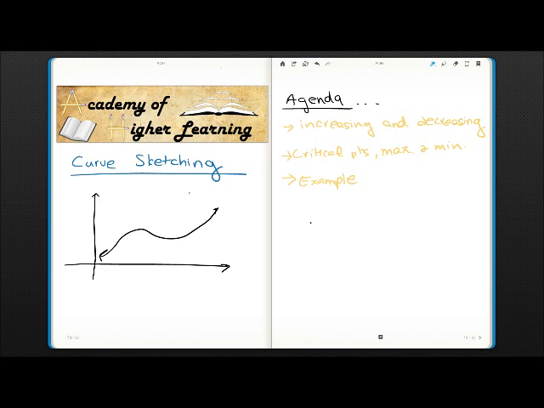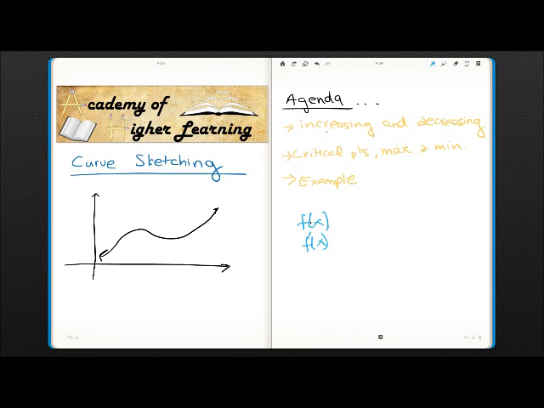In this video I'll be going over curve sketching. Now that we are able to find the derivative of any function, we can also draw the graph of any functions. So basically we know how to find, if we're given f of x, we can find the derivative, which is f prime of x.